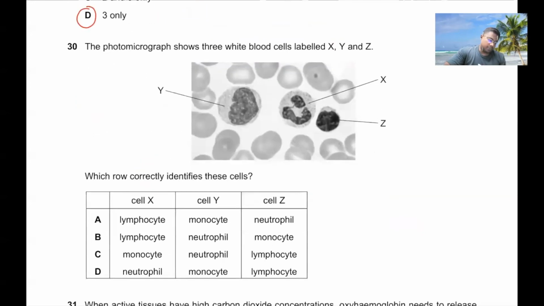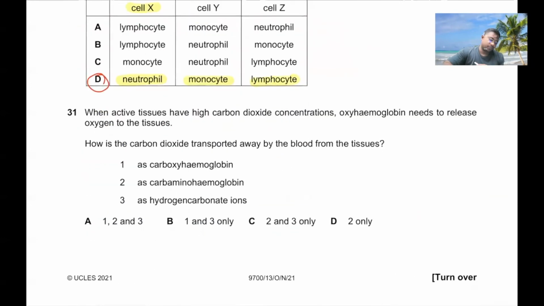Question number 30. The photomicrograph shows 3 white blood cells labeled X, Y, Z. Which row correctly identifies these cells? First of all, cell X. Cell X is a neutrophil. So cell Y is a monocyte and cell Z is a lymphocyte. So D is the correct answer. Question number 30, D is the correct answer.